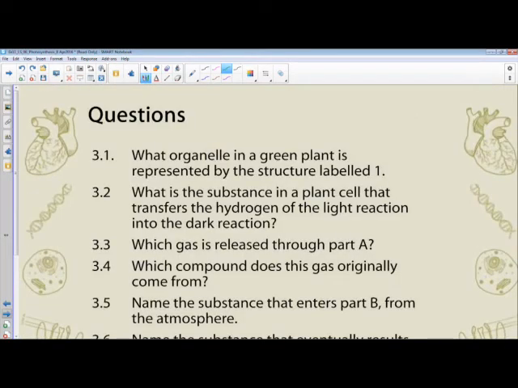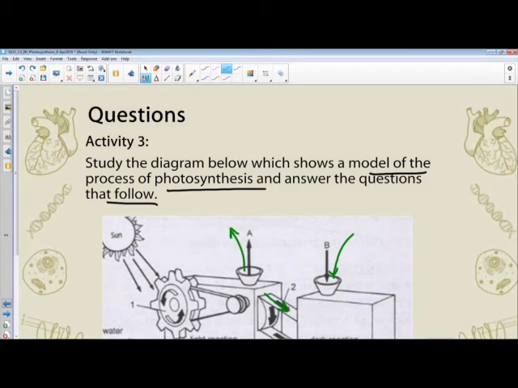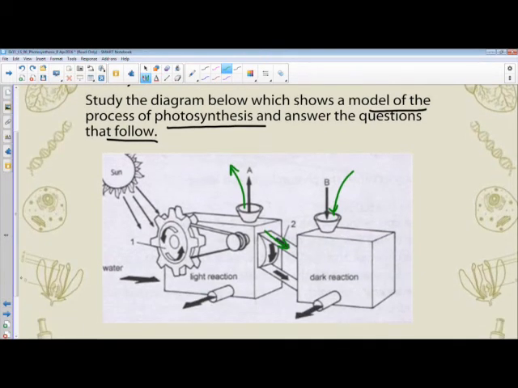Cool. So what organelle in a green plant is represented by the structure labeled 1? So I'm going to jump back to the diagram. If we look at structure label 1, what organelle is represented by it? And guys, if we look at this, you can see here the light is being absorbed, or it's targeting this organelle. So that's definitely going to be, what do we use in photosynthesis? The organelle would be the chloroplast.